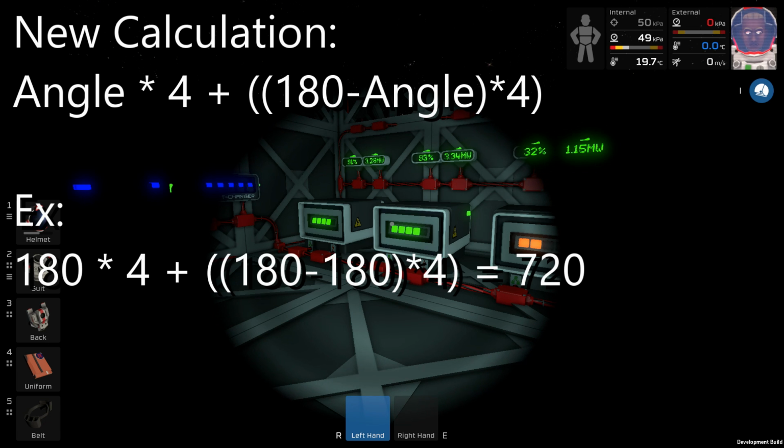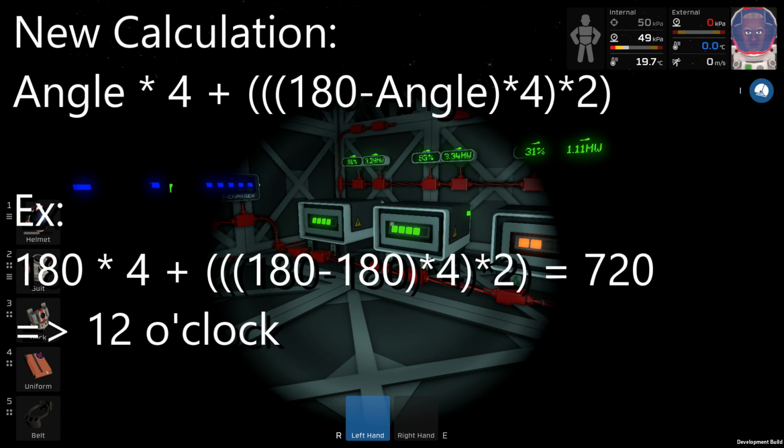What we want to do is take the current degrees we have, and subtract them from the total degrees available. So it's always going to be 180 degrees we have available. However, this end result we want to multiply again by 2 in order to not only get back to the initial 12 o'clock, but add the time that we are missing.